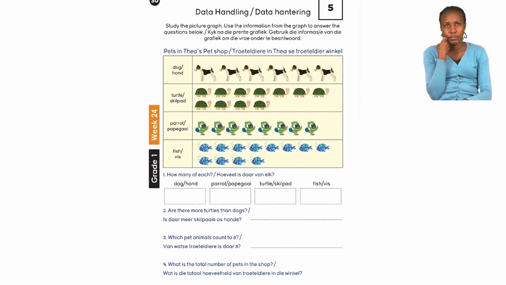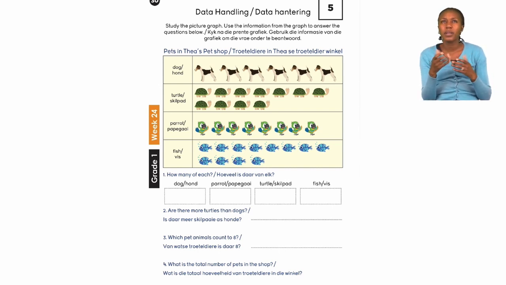Let's count the parrots one more time. 1, 2, 3, 4, 5, 6, 7, 8 parrots. And now lastly, let's count the fish. 1, 2, 3, 4, 5, 6, 7, 8, 9, 10, 11, 12 fish. Now, by using all the information in the graph, you have to go ahead and answer all the questions.